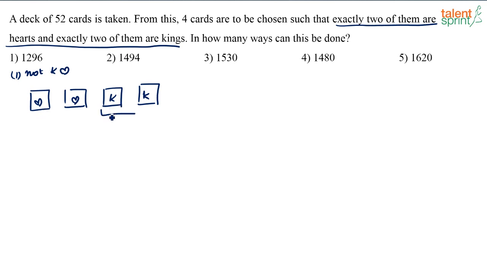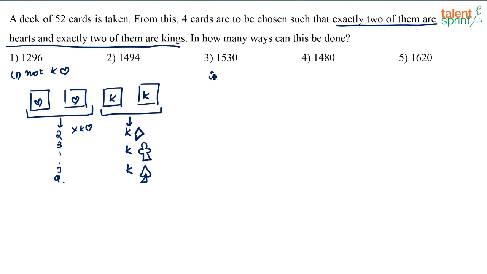So these 2 kings can either be king of diamonds or king of clubs or king of spades, right? So these 2 cards can be any of these 3. From these 3, any 2 kings I am choosing. Now when you look at these 2 hearts, this can be either 2 of hearts, 3 of hearts, 4 of hearts, anything, or a jack of hearts, queen of hearts, but it cannot be king of hearts. That's all. So this is the first possibility.